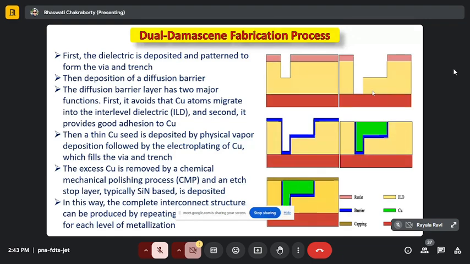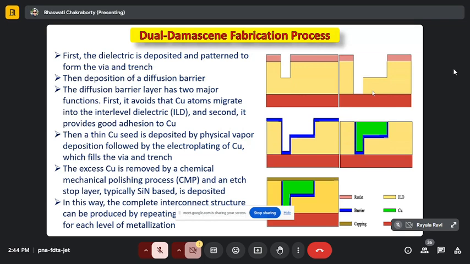After that, a barrier layer is deposited. This barrier layer has two purposes. On top of this barrier layer, there would be the metal layer. It can be Cu, copper, or it can be tungsten as well. We don't want those atoms to migrate into the ILD, the dielectric level. So in order to protect the dielectric from the metal, we deposit this barrier layer, and it also provides good adhesion to the metal layer.